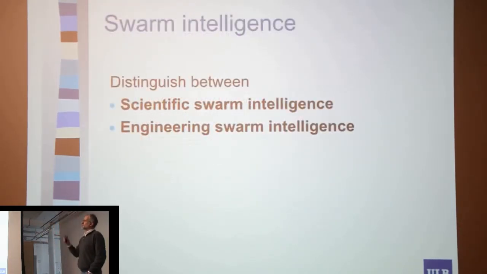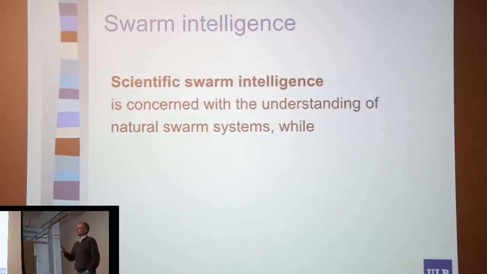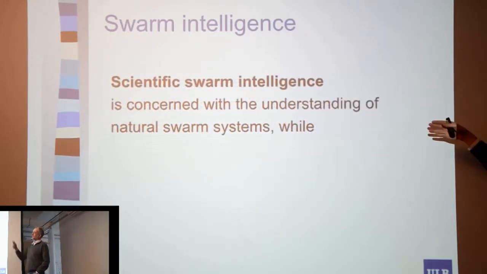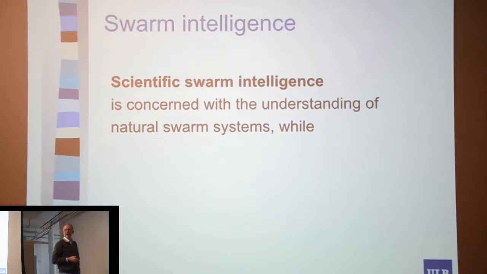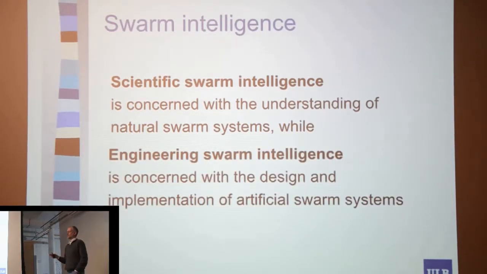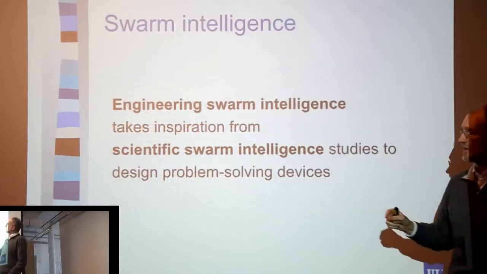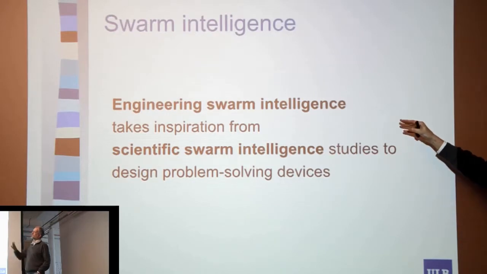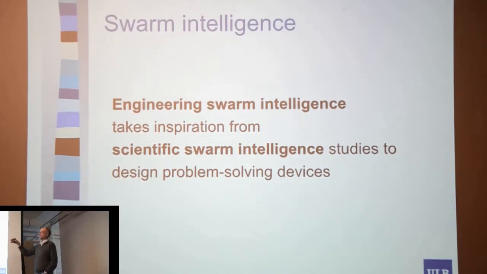So when we talk about swarm intelligence, we might distinguish between scientific and engineering threads of research. The scientific swarm intelligence is concerned with understanding natural swarms, while the engineering swarm intelligence is concerned with design and implementation of artificial swarm systems. And obviously the interaction between the two is that engineering swarm intelligence has historically taken inspiration from scientific swarm intelligence studies to design these algorithms, problem-solving devices.